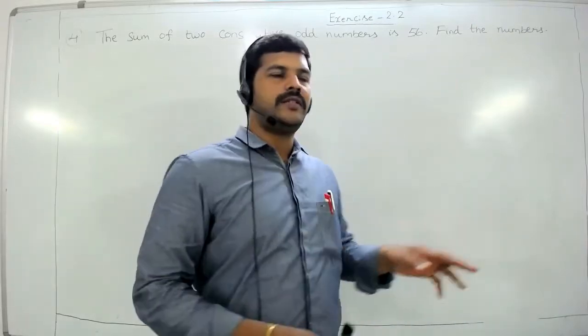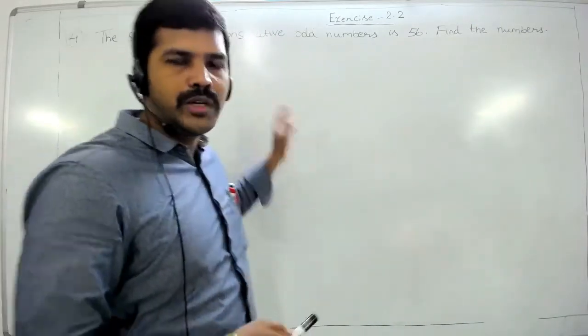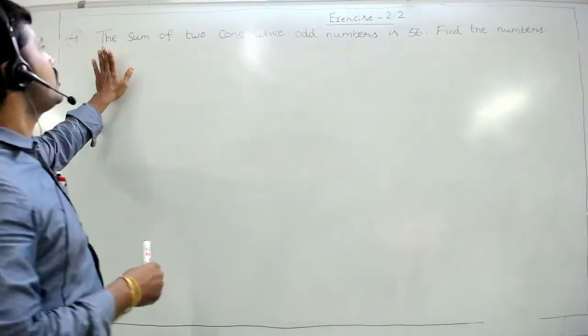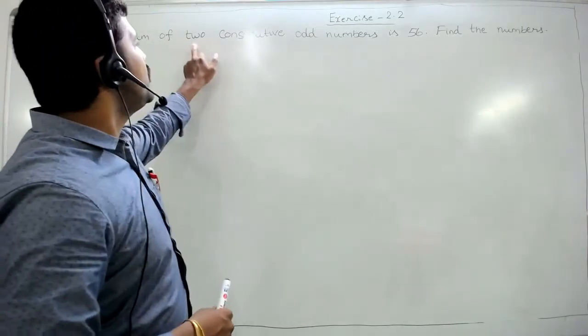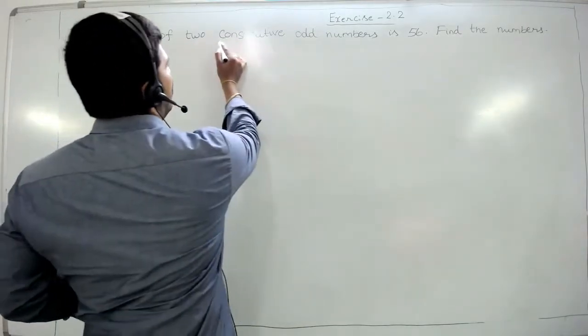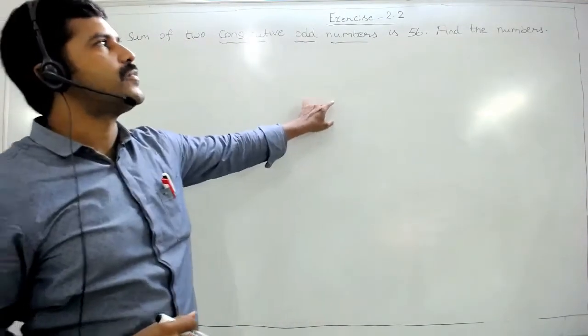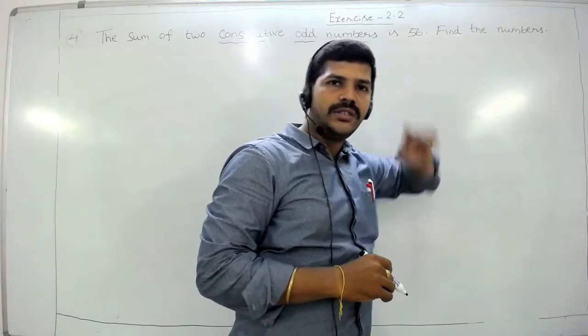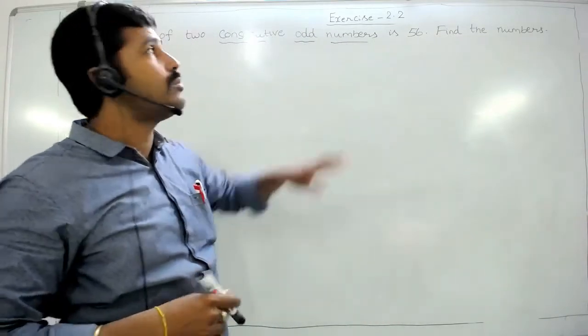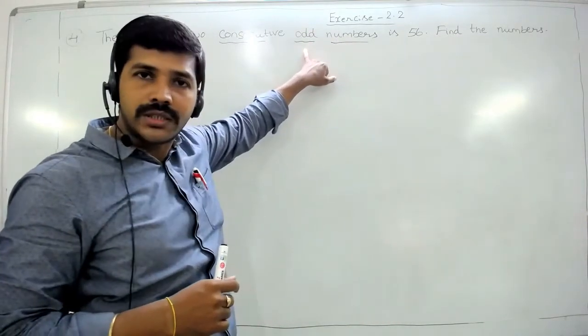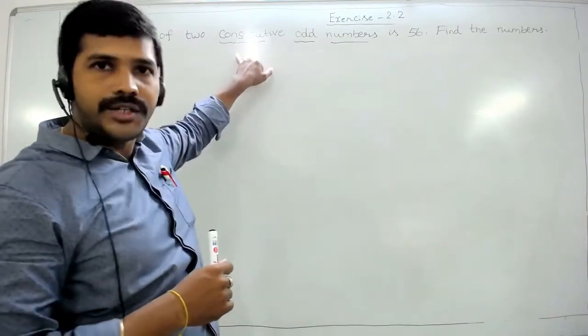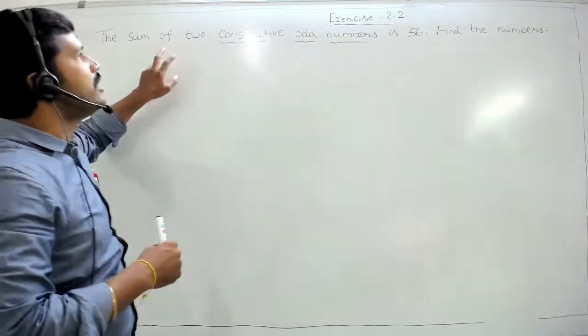Now let us see the fourth problem of the exercise 2.2. So let us read the problem. The sum of two consecutive odd numbers is 56. Find the numbers. So now the problem is all about odd numbers that are consecutive and how many?